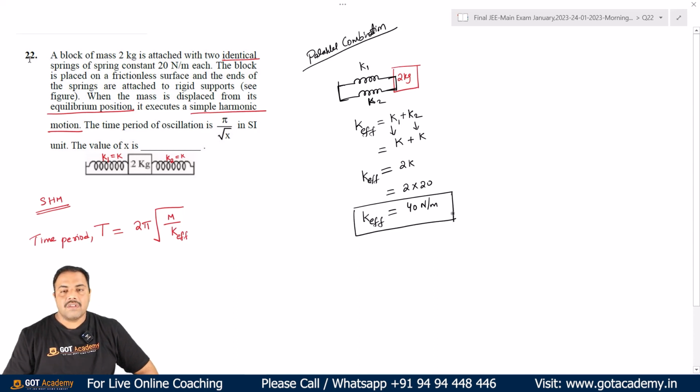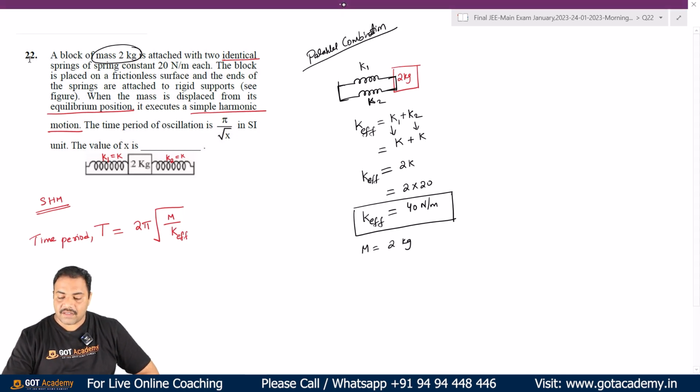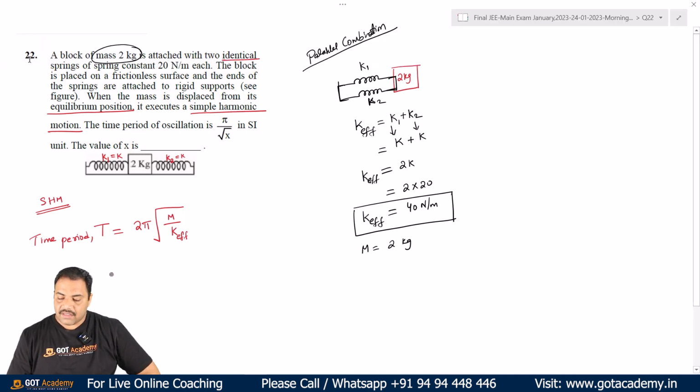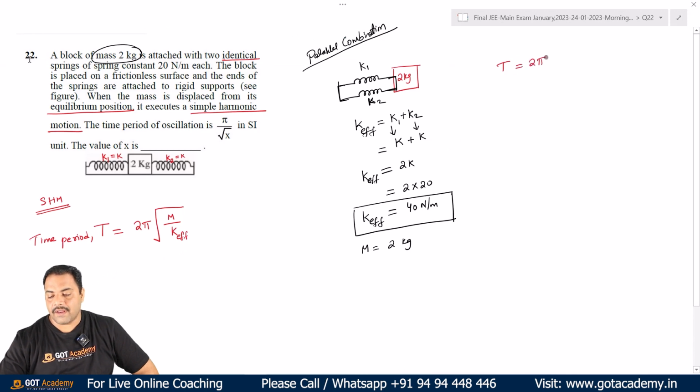So 50% of the question, in knowing the spring constant, was completed. Now what about the mass? It was clearly mentioned that the mass is equal to 2 kgs. Mass m is equal to 2 kgs. So now let us substitute and see. From this data, I am going to substitute and find out the time period. That is, T is equal to 2 pi root over m by k effective. This is the formula for time period.